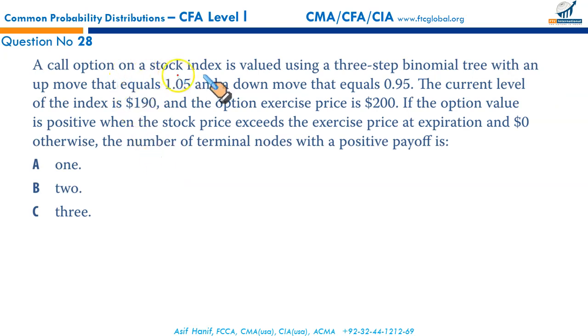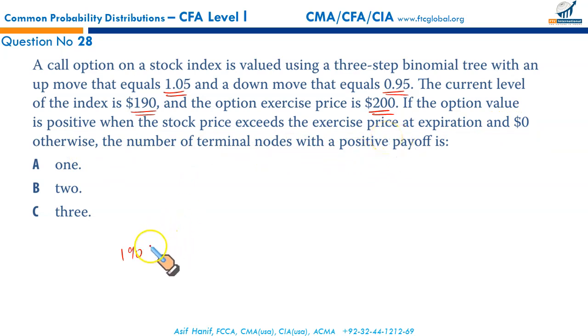A call option on a stock index is valued using a 3-step binomial tree with an up move that equals 1.05 and a down move that equals 0.95. The current level of the index is 190 and the option exercise price is $200. Call option, the right to buy, $200. Now, if the option value is positive when the stock price exceeds the exercise price at expiration and $0 otherwise, find the number of terminal nodes with the positive payoff.